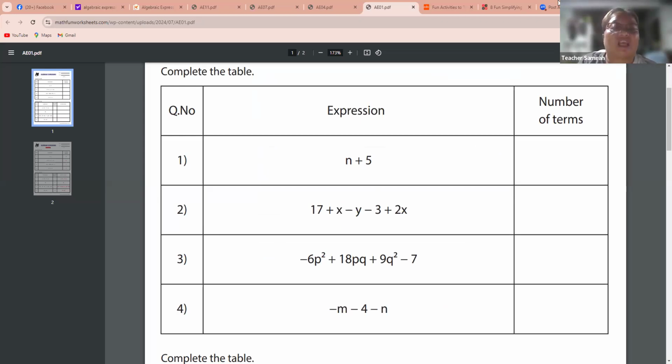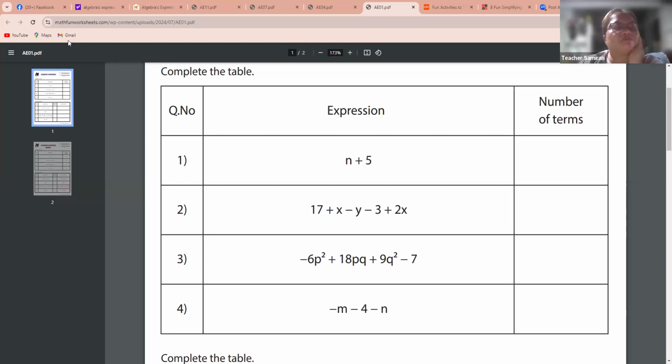In this activity, for number 1, there is this expression which is n plus 5. If you will be asked to count the number of terms, what do you think is the number of terms? Is it 1, 2, 3, or 4? Who will try to guess? You're going to simply guess first so that we will know what to expect next. How many terms can you see for question number 1?